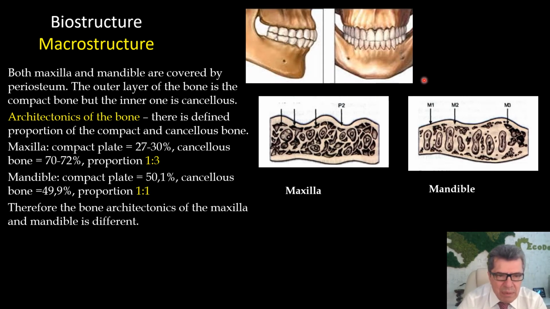Both the maxilla and mandible are covered by the periosteum. The outer layer of the bone is compact bone, but the inner one is cancellous. The architectonics of the bone define the proportion of compact and cancellous bone. In the maxilla, the compact plate is approximately 30% and the cancellous bone 70%, a proportion of 1:3. In the mandible the proportion is 1:1. Therefore, the bone architectonics of the maxilla and mandible are different.